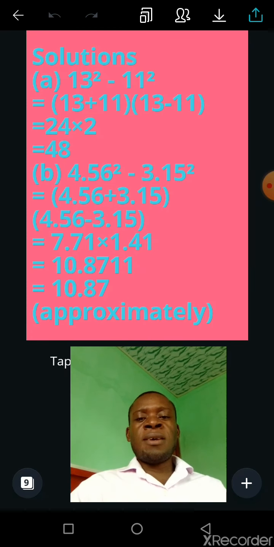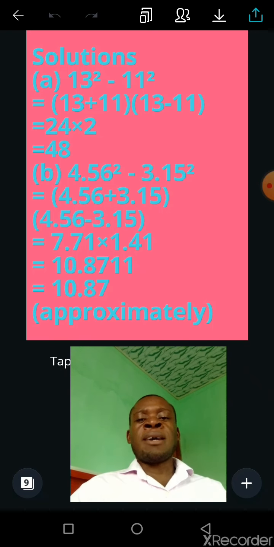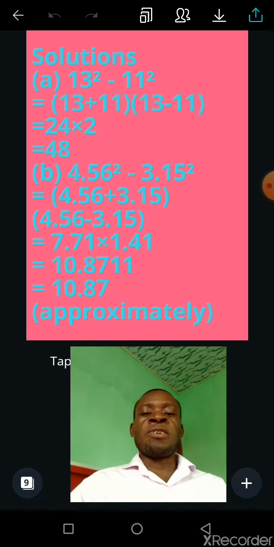Solutions. A, 13 raised to the power 2 minus 11 raised to the power 2, which will give us, repeat the first 13, bracket open, 13 plus, we pick the first 11, plus 11, close the bracket. Now go to the next bracket, pick the second 13, we have 13 minus, pick the second 11, minus 11, bracket close. So 13 plus 11 gives us 24, and 13 minus 11 gives us 2. We now multiply and get 48. So the result is 48. We go to B.